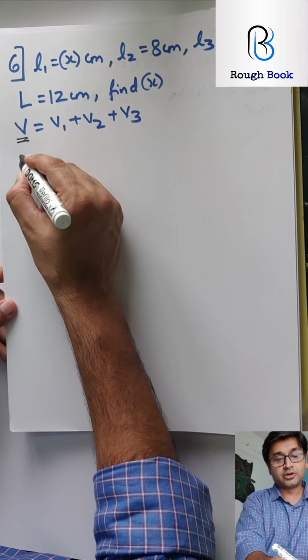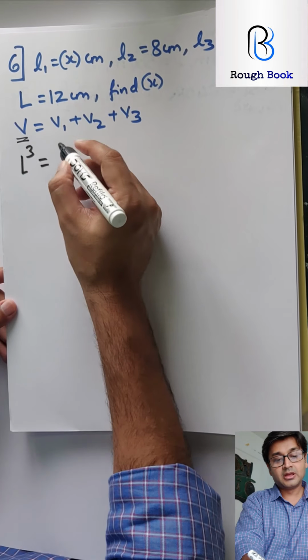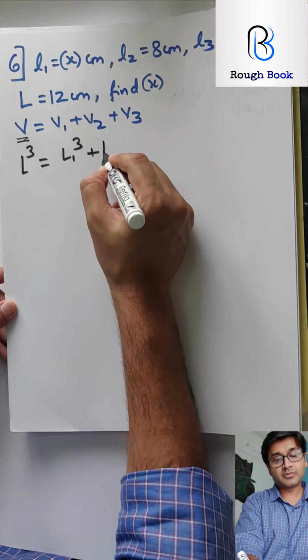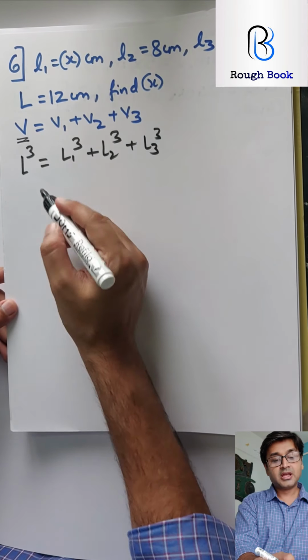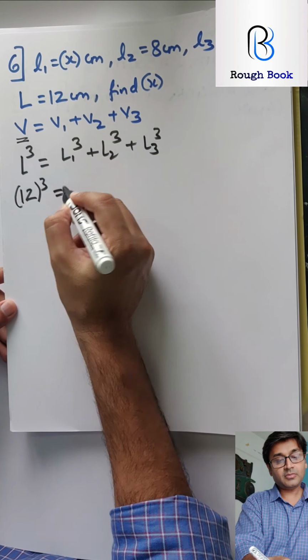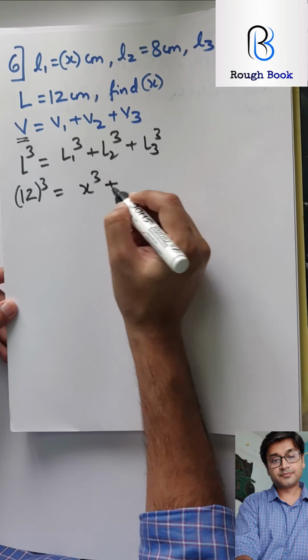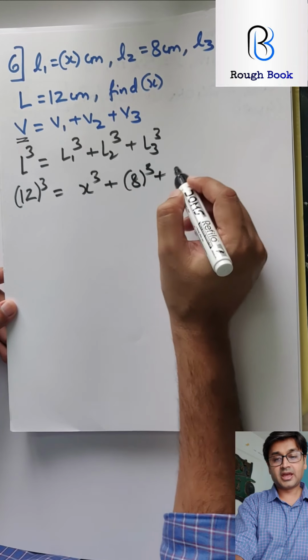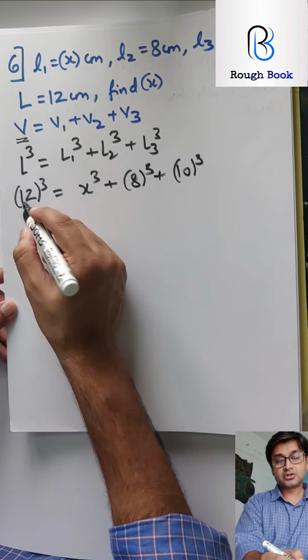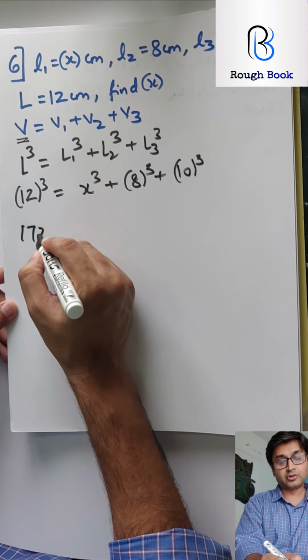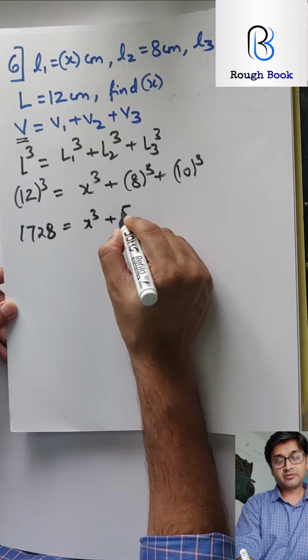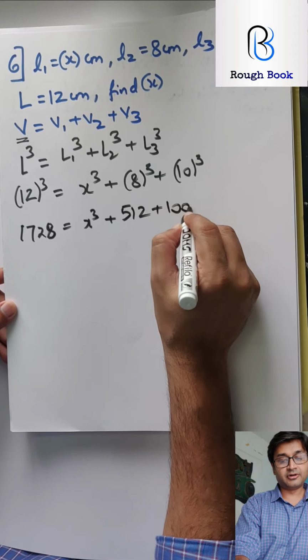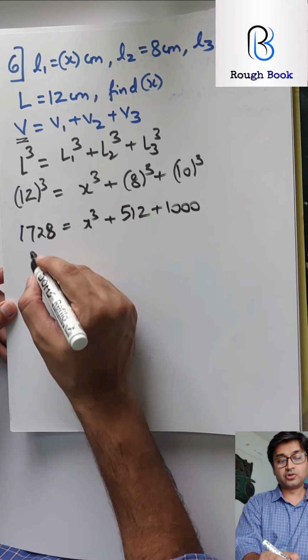So volume of the bigger cube, formula L cube, smaller cubes L1, L2, L3. Formula is the same, L cube. This is 12, L1 is x, L2 is 8 and L3 is 10. So I will get 1728, that's the cube of 12, x cube, 512 and 1000. So 1512 goes on the other side.